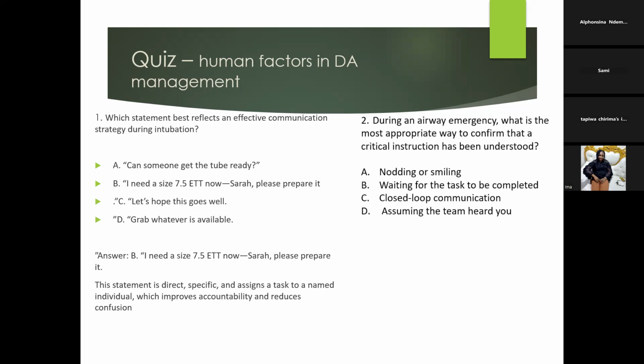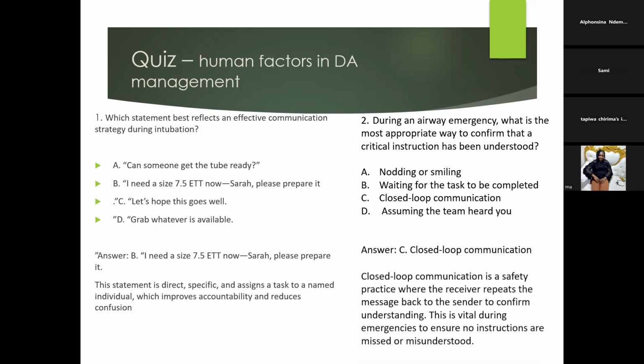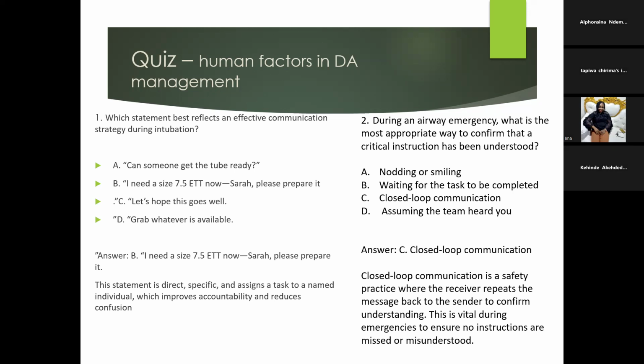Okay. So during an airway emergency, what is the most appropriate way to confirm that a critical instruction has been understood? Anyone? C. Closed loop communication. Okay, so I can see we are all wonderful airway managers. Closed loop communication is a safety practice where the receiver repeats the message back to the sender to confirm understanding. This is very vital during emergencies. It's not good enough to give Sarah the message, but Sarah has to reply, "Did you tell me I am bringing a 7.5 ET tube now?" Then you will know the person got the message. I've seen situations in my own practice where I thought I said something, but I said the opposite.